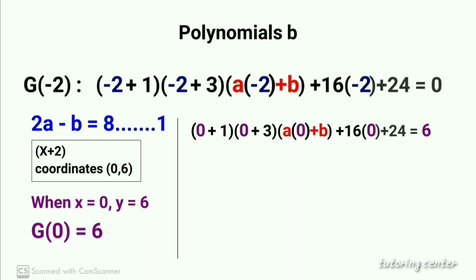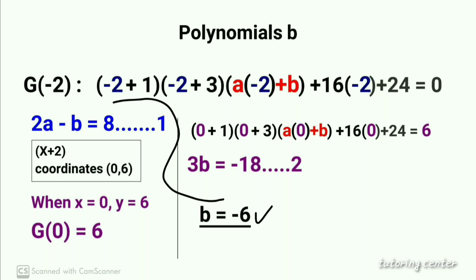Look, this a is multiplying 0 here. That means this variable is eliminated, and so the equation that we get is going to be in terms of only b, and we can easily get the answer of b here. So b is equal to -6. So we just quickly substitute this b here to get the value of a, and we proceed.